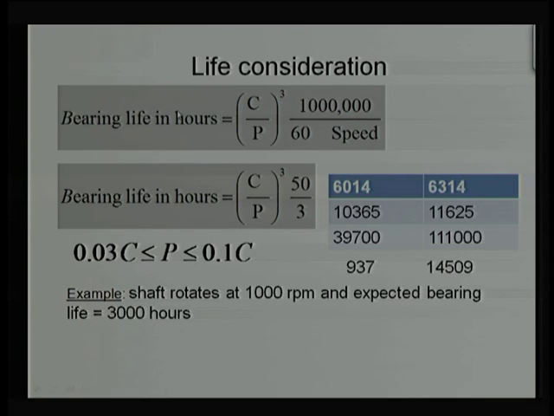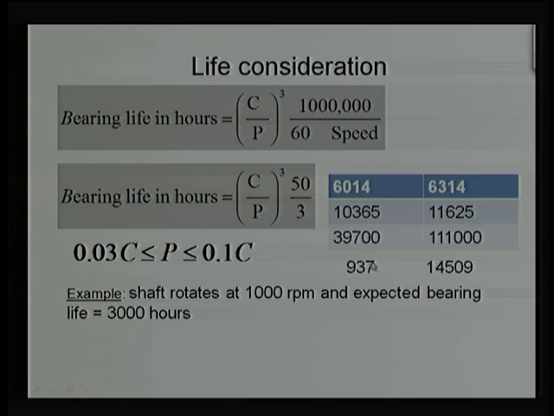In addition, there are some notes which we generally specify. The thumb rule: the applied equivalent radial load P should be lesser than 10% of C. That's a recommendation. It should be lesser than 0.1 times C. If the load is more than that, bearing life will not be much. So the thumb rule says P needs to be lesser than 10% of C.